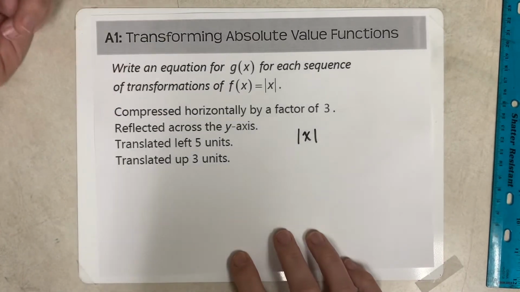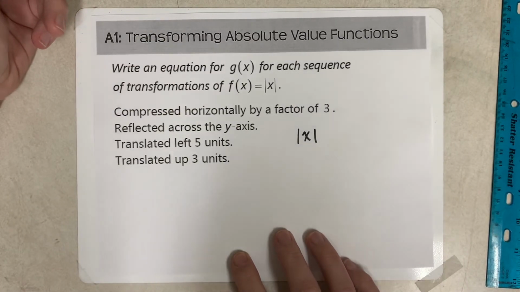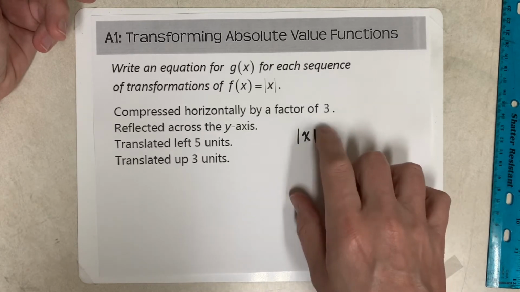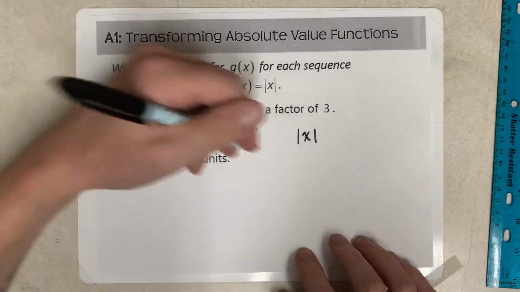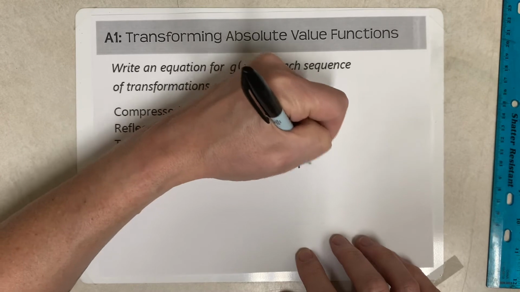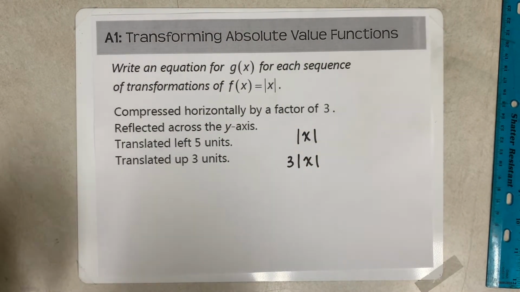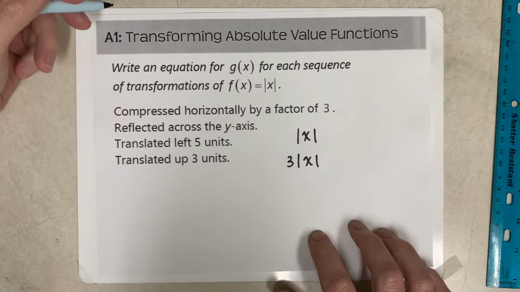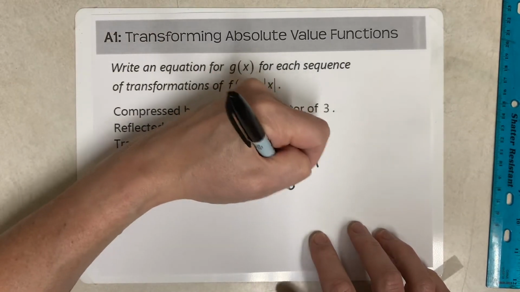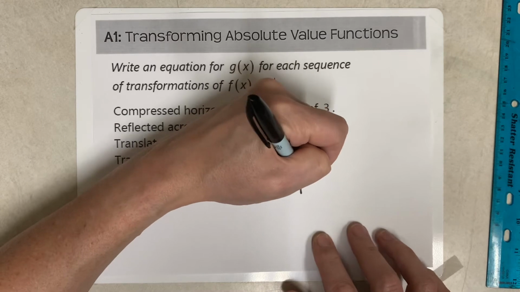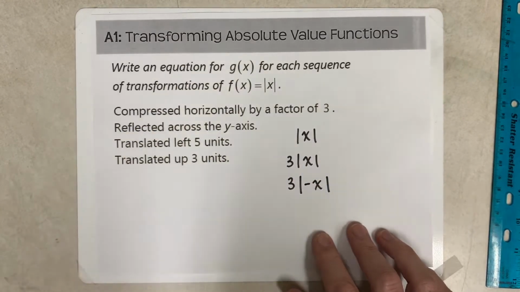So compressed horizontally by a factor of 3. So what happens there is you need to take the whole thing and you need to put a 3 in front, like so. That's going to compress it horizontally by a factor of 3. Reflected across the y-axis, you're going to take this inside the absolute value bars and make it negative.